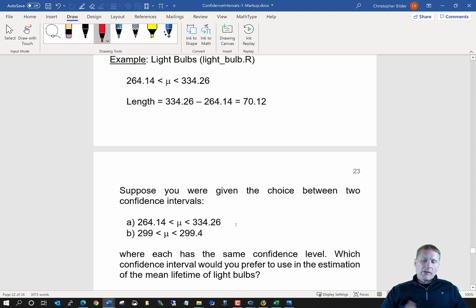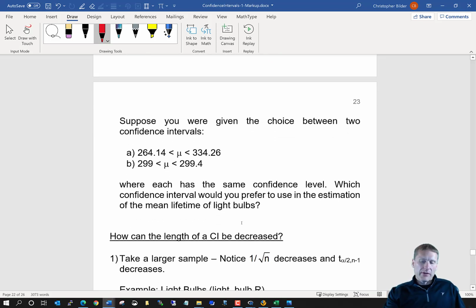Okay, so this is the light bulb example once again. The length of that interval was about 70. But let's say we were given the choice between two different confidence intervals: the one that we had before and another one that is from 299 to 299.4. And let's just say somehow they have exactly the same confidence level. Well, which would you choose?